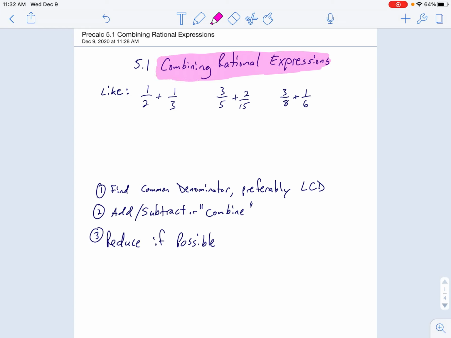So combining rational expressions. To be honest, this is straight up Algebra 2. There's no pre-calc here at all. It's just reviewing a skill. The reason I'm doing it is because 5.2, when we get there, it's going to hopefully make that easier. So what we're going to do is just review to make the next lesson easier to understand.